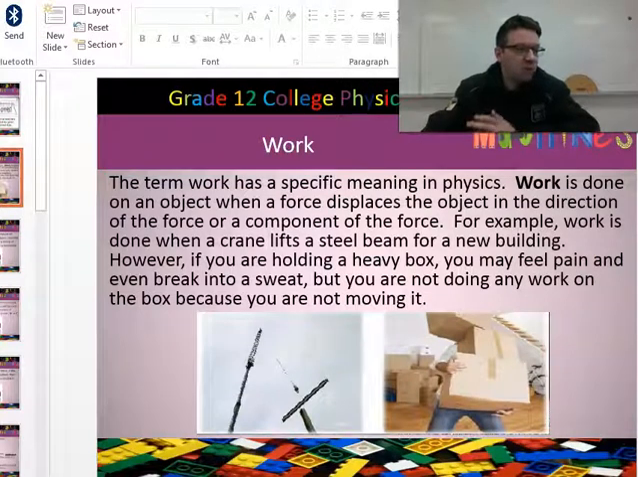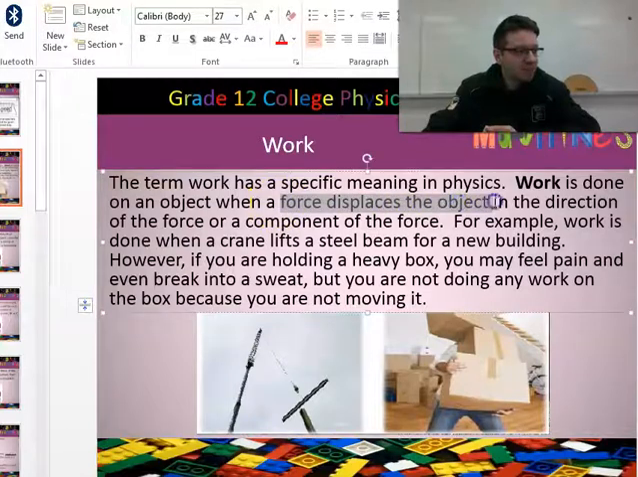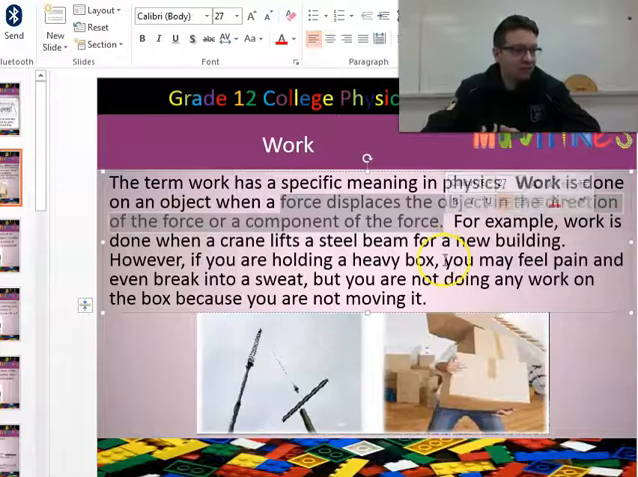Okay, so work has a specific meaning in physics. It's not the same as when we use work in the English language. We say work is done on an object when a force displaces the object in the direction, or a part of the direction, of that force.